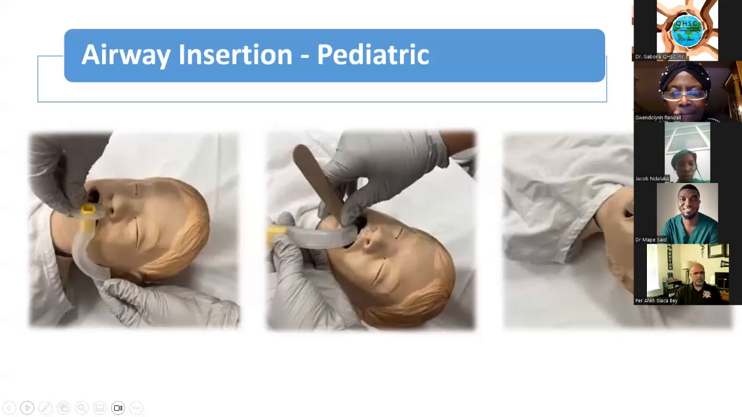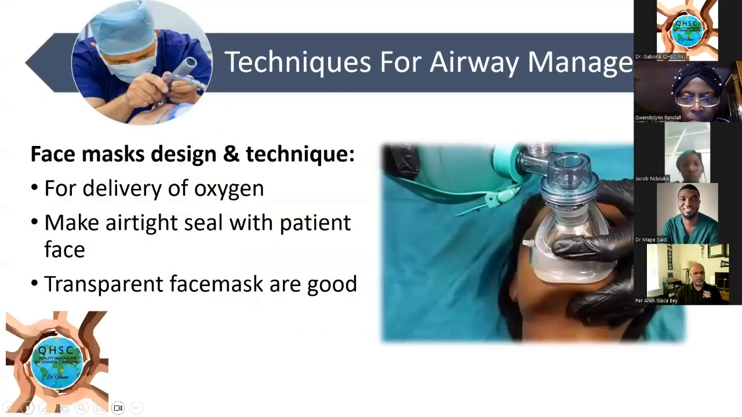So in pediatrics, as we said, you just need to put the airway in as it is. You are not going to rotate it. But if the tongue is obstructing, you can use the tongue depressor and insert the airway right away through the mouth. You also have to measure it from the corner of the mouth to the end of the jaw.